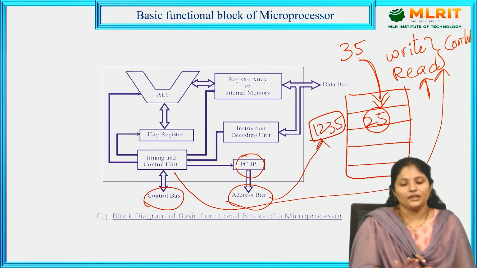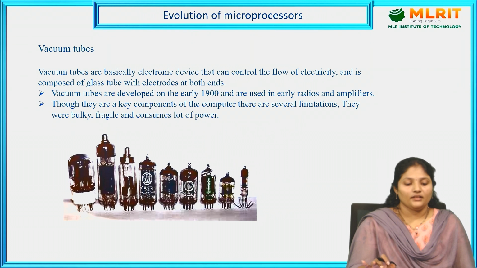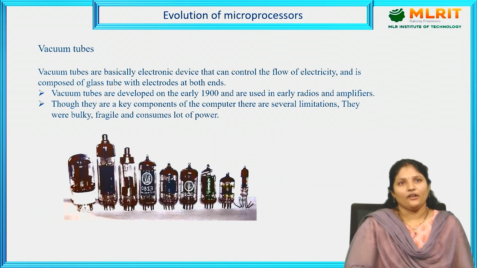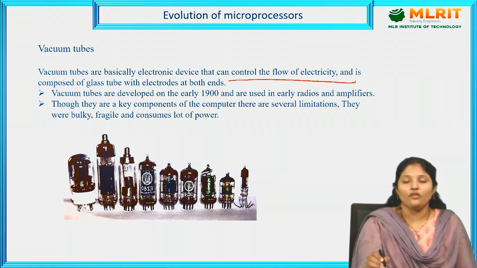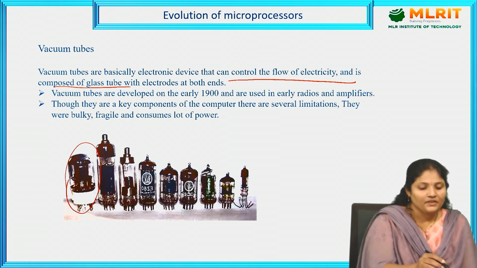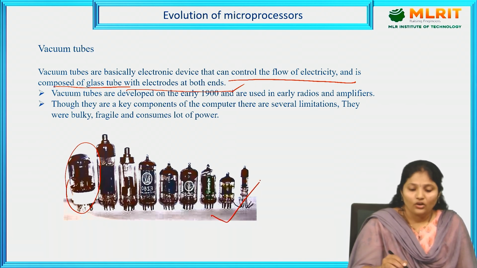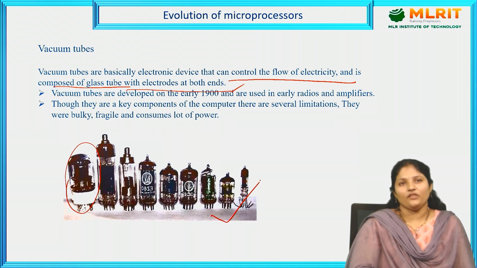Okay, these are the basic building blocks present in the microprocessor. Now we are going to see how these microprocessors have evolved. Basically, in the early 1900s, vacuum tubes came into the picture. Vacuum tubes are basic electronic devices that can control the flow of electricity, and are composed of glass tubes with electrodes at both ends. These were the key components of the computer, but they had several limitations.